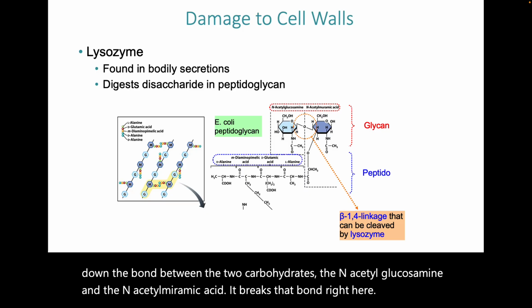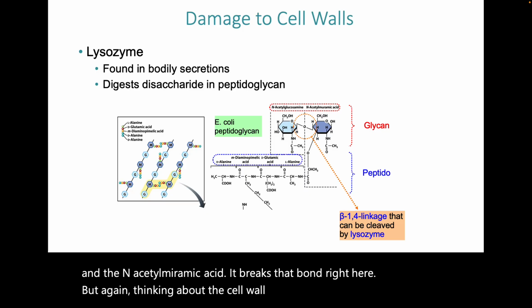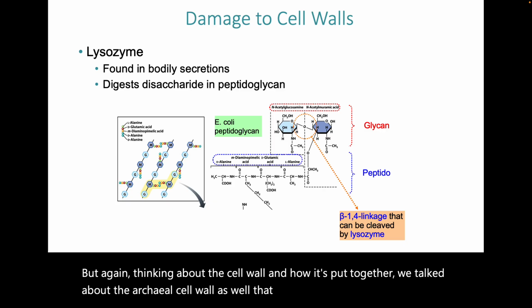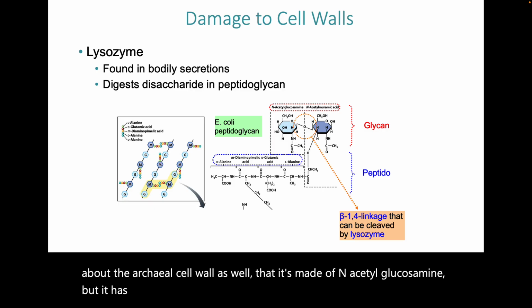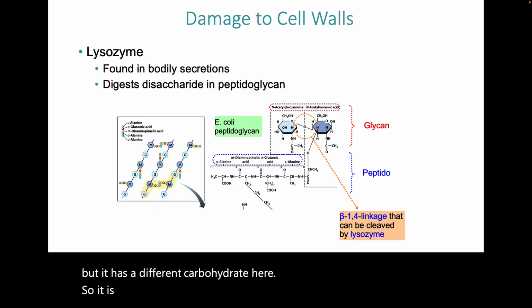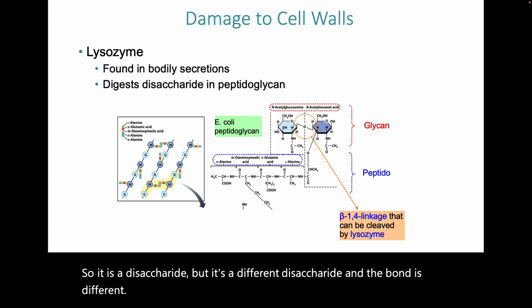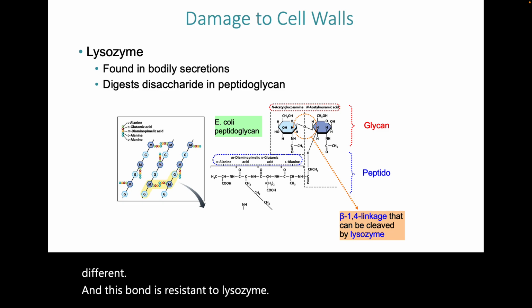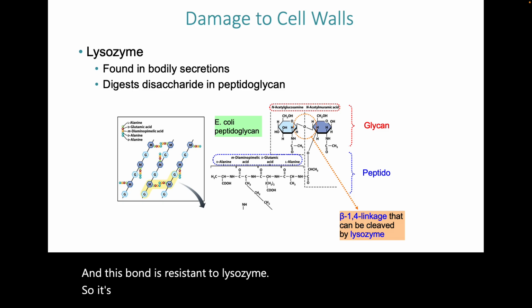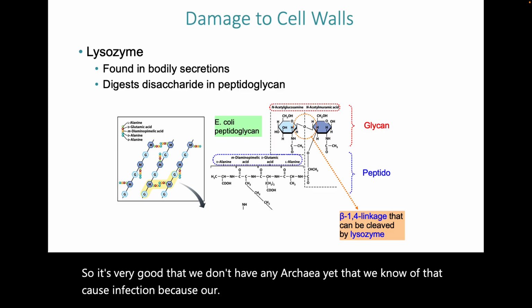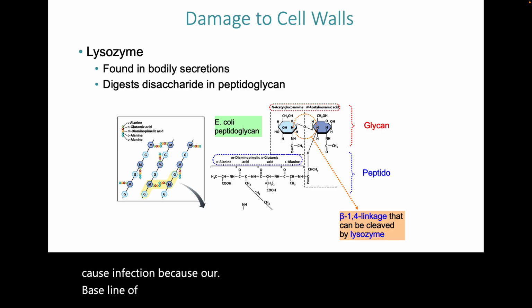But again, thinking about the cell wall and how it's put together, we talked about the archaeal cell wall as well, that it's made of N-acetylglucosamine, but it has a different carbohydrate here. So it is a disaccharide, but it's a different disaccharide. And the bond is different. And this bond is resistant to lysozyme. So it's very good that we don't have any archaea yet that we know of that cause infection, because our baseline of defense against the cell wall would be non-functional against an archaeal infection.